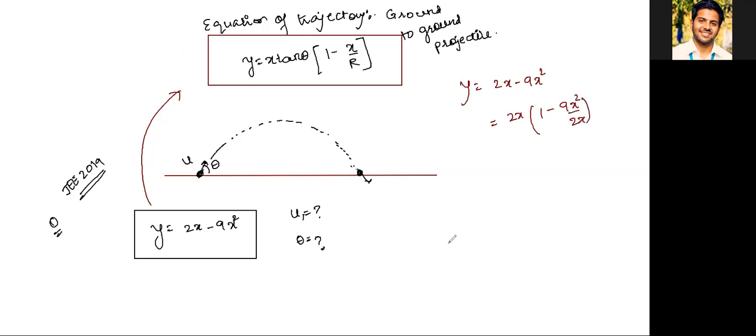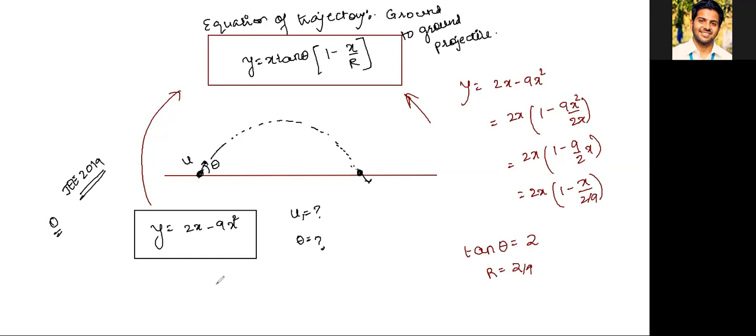Am I correct? Now, see, this form becomes very similar to the one which is given in the formula over here. See, we have 1 minus 9 by 2 x. Correct? Now, try comparing the terms. See, 2x times of 1 minus x by 2 by 9. Correct? So using this, you will have tan theta is equal to 2, and R is equal to 2 by 9. R is equal to 2 by 9, correct?